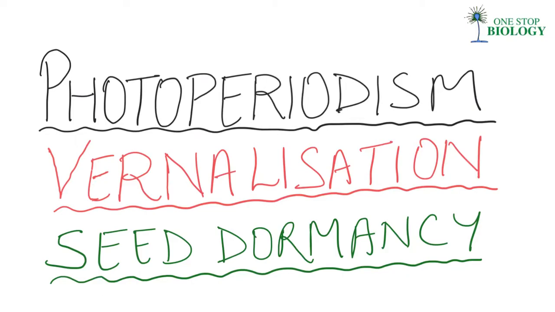So guys, in today's video, we are going to understand three different topics, which are basically the end of chapter 15, which is plant growth and development. So we are going to understand what exactly is photoperiodism, the meaning of photoperiodism, vernalization, and also seed dormancy. So we are going to understand all three different types of topics basically.